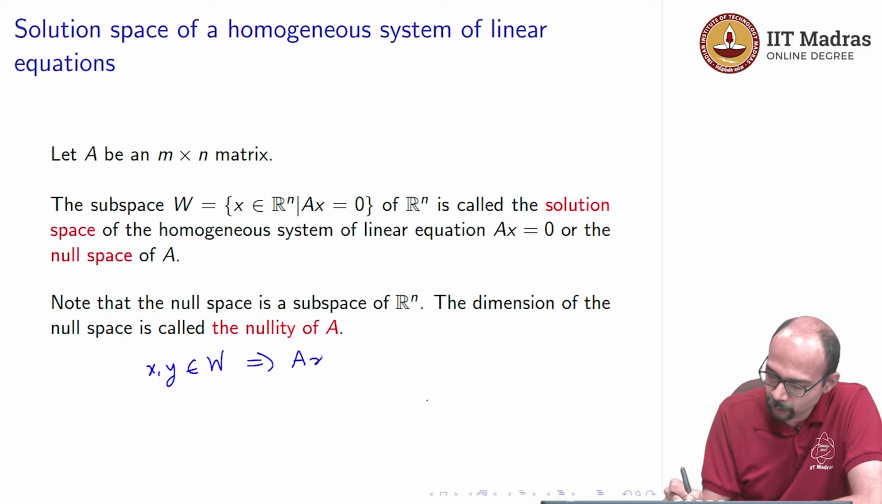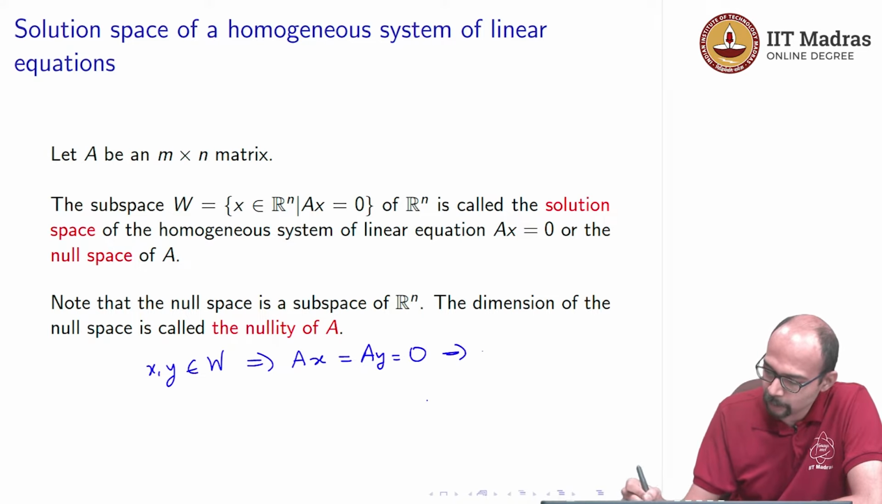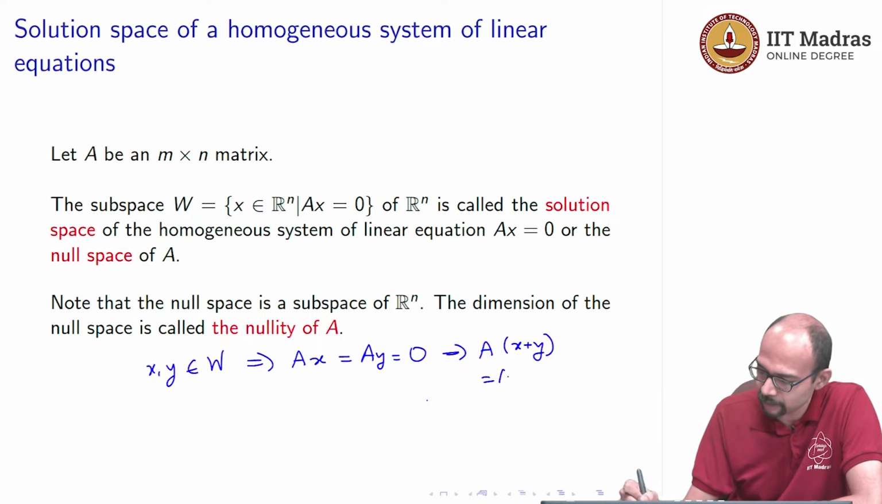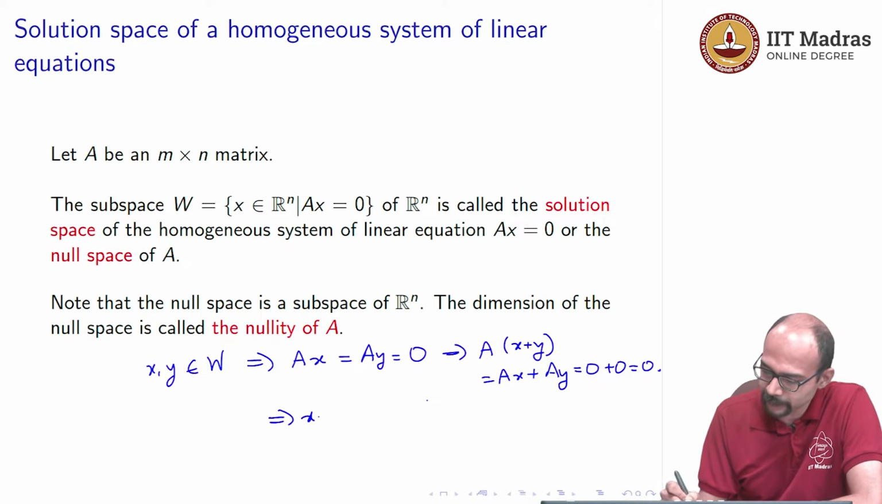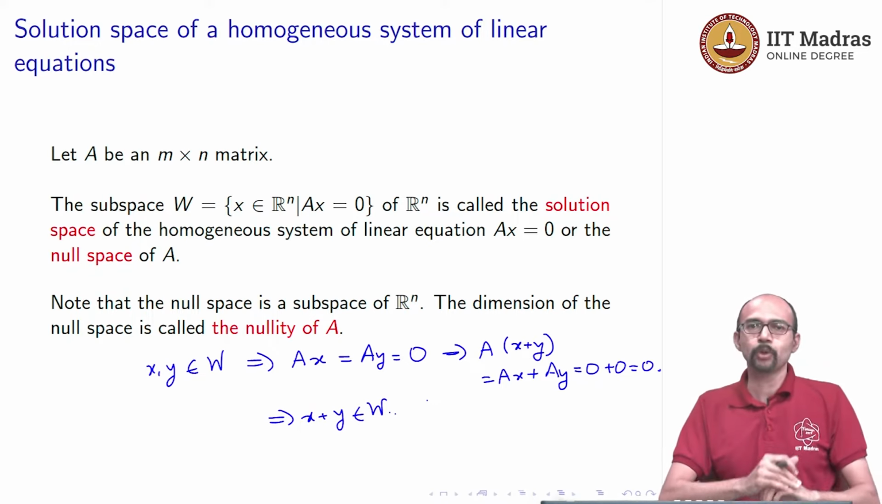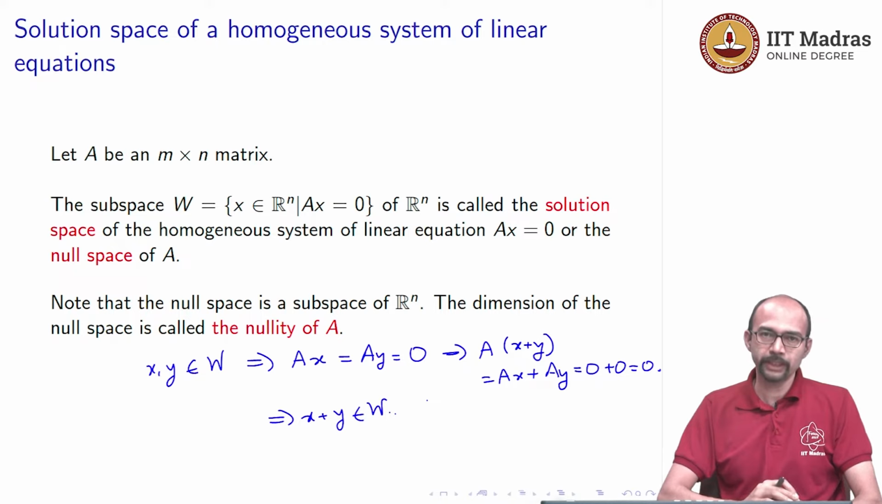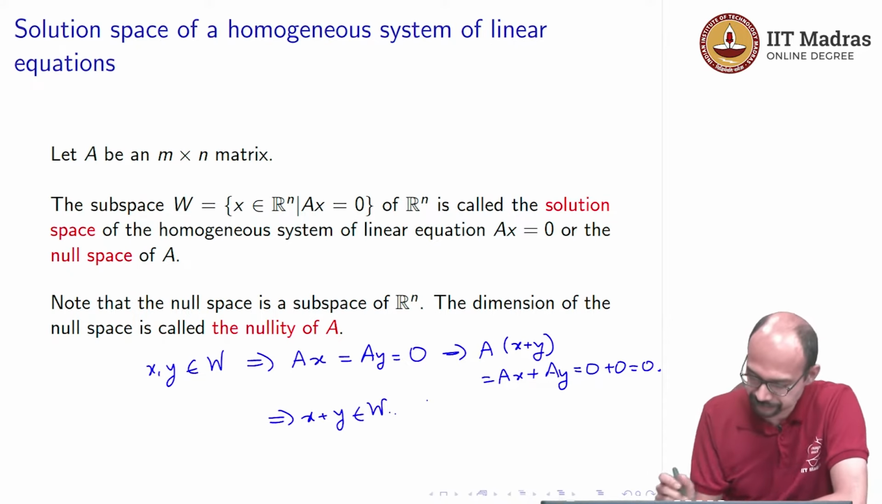So, if x and y belong to W, that means Ax and Ay are 0, but that also means that A times (x plus y) is Ax plus Ay, which is 0 plus 0, which is 0. So, what does that mean? That means x plus y is also in W, right, because remember W consists of all those vectors so that when you multiply A to that vector, you get 0.